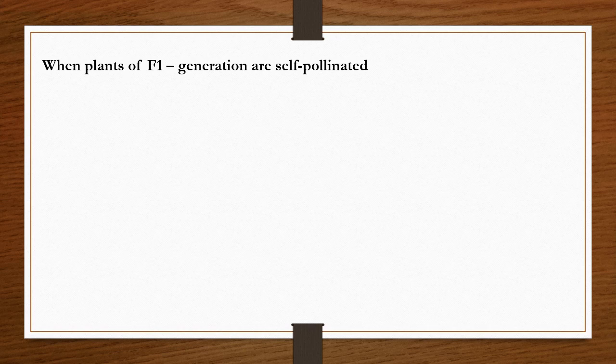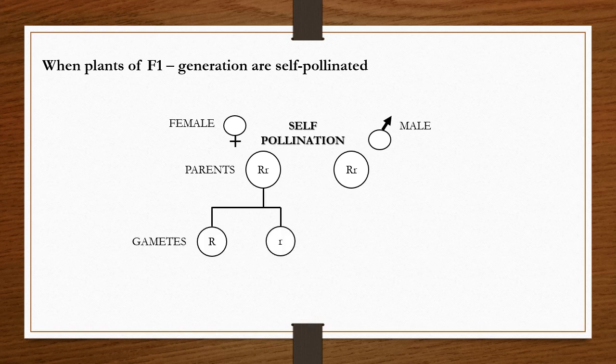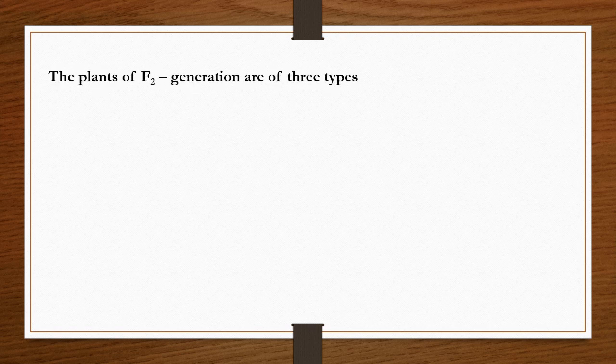When plants of F1 generation, that is hybrids, are self-pollinated, they produce two different types of gametes because of their heterozygosity. We all know that when two F1 individuals or hybrids are self-pollinated, we get the F2 generation. The plants of F2 generation are of three types.